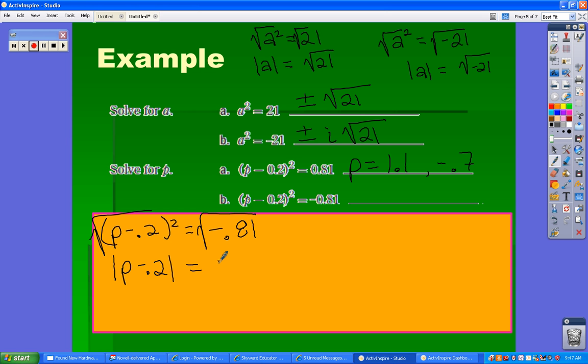equals, we already talked about this. What is this going to equal? This is going to equal 0.9i, because that square root of a negative needs to come out. That's where the i is coming from. The square root of 0.81 is 0.9.